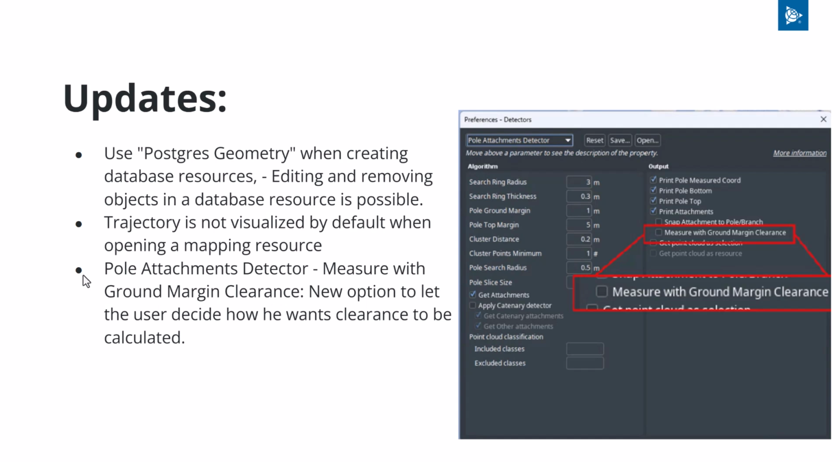The third improvement is an additional option for the pole attachments detector. Now it has an improvement in regard to the returned measurement, whether you want ground margin clearance considered in the measurement or not. By the way, the same parameter will be available soon for the pole detector.